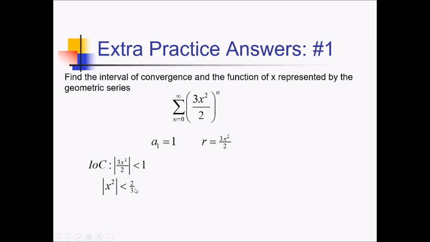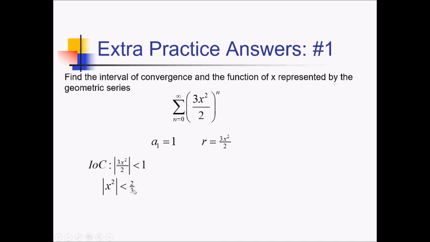Now there's a couple tricky things when you do this. First off, we're not going to worry about a positive and a negative because the absolute value can't be less than a negative number, because the smallest absolute value could ever be is 0. So we can't say less than the negative square root of 2/3. So we're only going to have a positive branch.